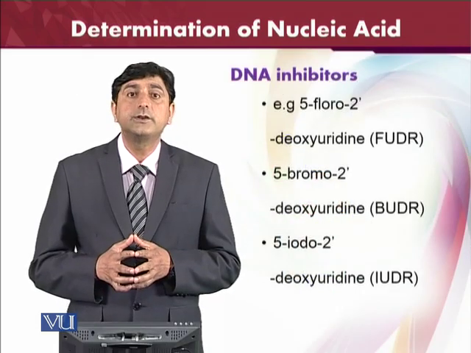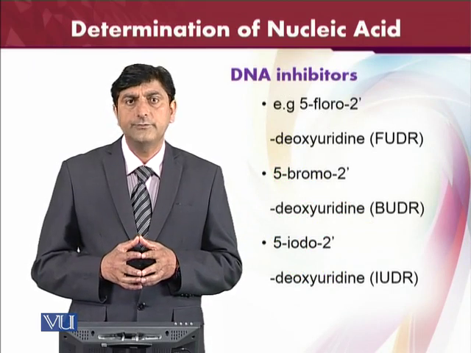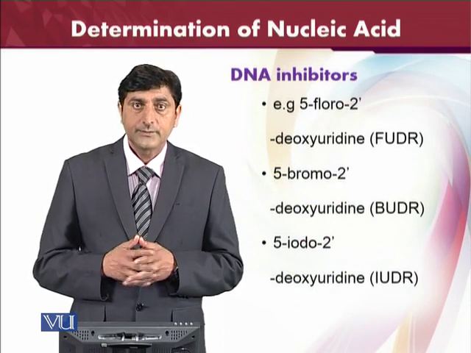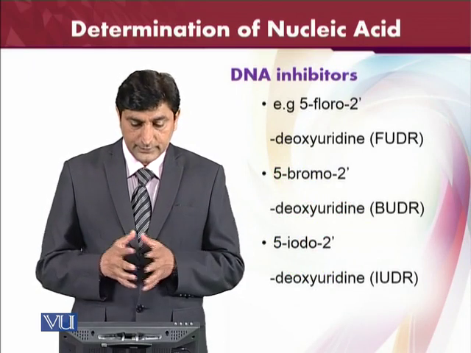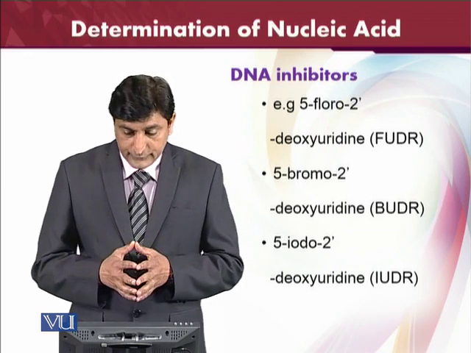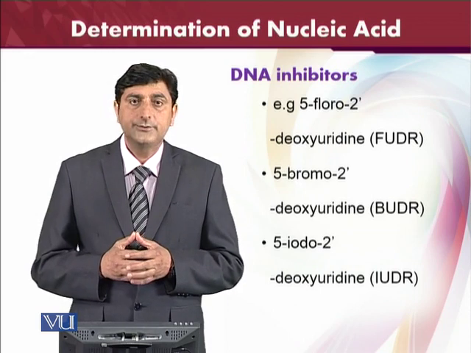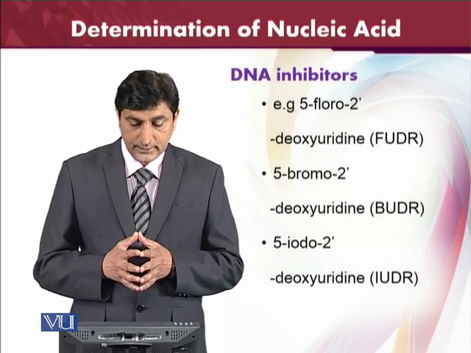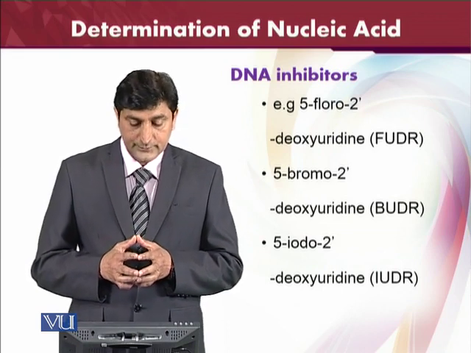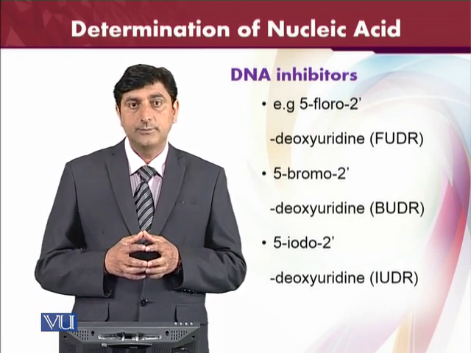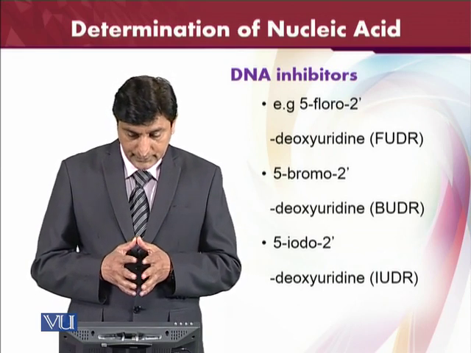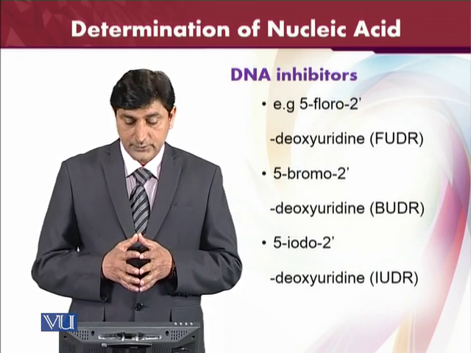So, determination of the nucleic acid. The most important thing for the determination of the nucleic acid are the DNA inhibitors. These DNA inhibitors are already present, and we can have different kinds of DNA inhibitors. For example, 5-fluoro-2-deoxyuridine is a DNA inhibitor. It is also called FUDR. And then 5-bromo-2-deoxyuridine, it is called BUDR. And then 5-iodo-2-deoxyuridine is present, which is also called IUDR.